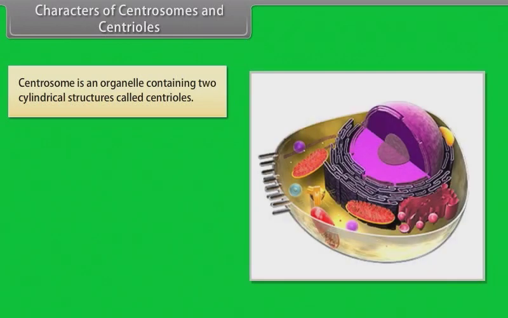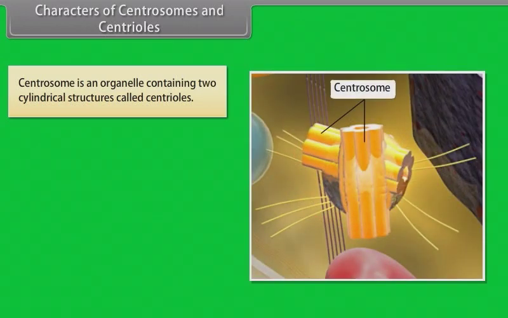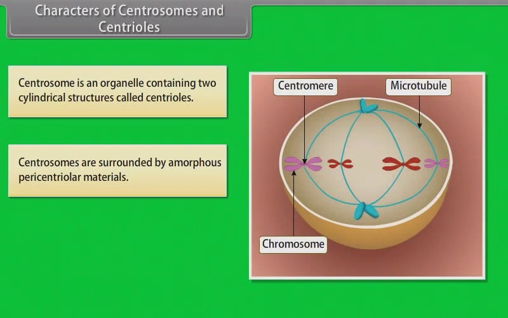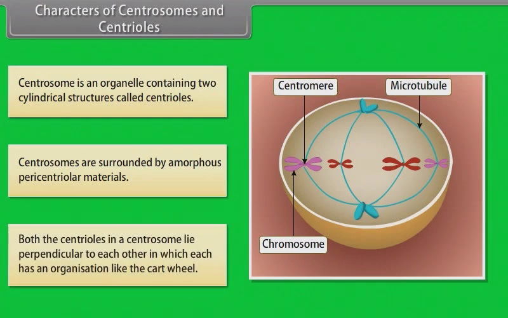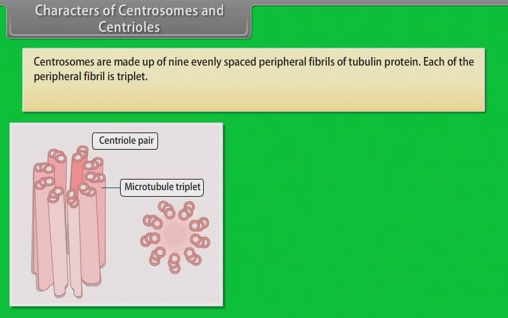Characters of centrosomes and centrioles. Centrosome is an organelle containing 2 cylindrical structure called centrioles. Centrosomes are surrounded by amorphous pericentriolar materials. Both the centrioles in a centrosome lie perpendicular to each other, in which each has an organization like the cartwheel. Centrioles are made up of 9 evenly spaced peripheral fibrils of tubulin protein. Each of the peripheral fibril is a triplet.